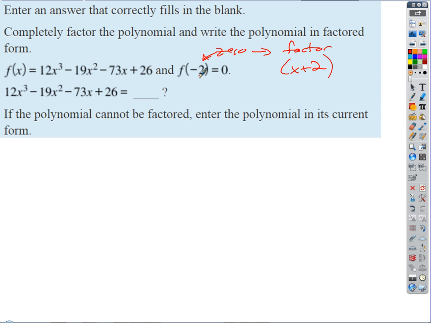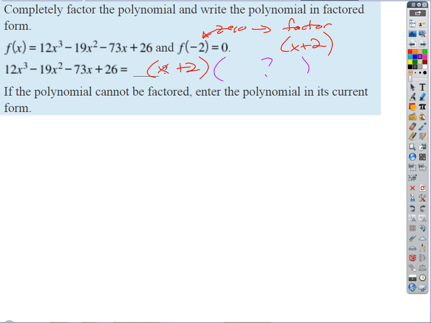So we know already then that in factored form, this function is going to equal x plus 2 times something else, right? How do we know what the something else is? Divide, right? We'll just divide. We'll divide the whole function by x plus 2 synthetically. Same thing we just did. Okay, so let's try that one more time.